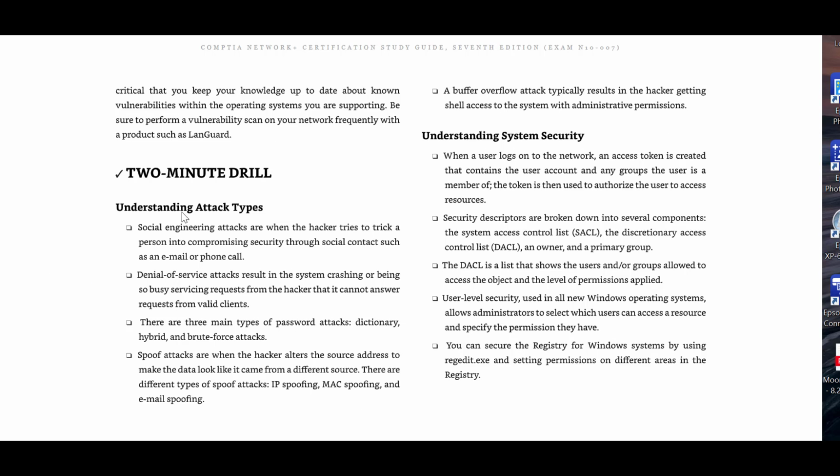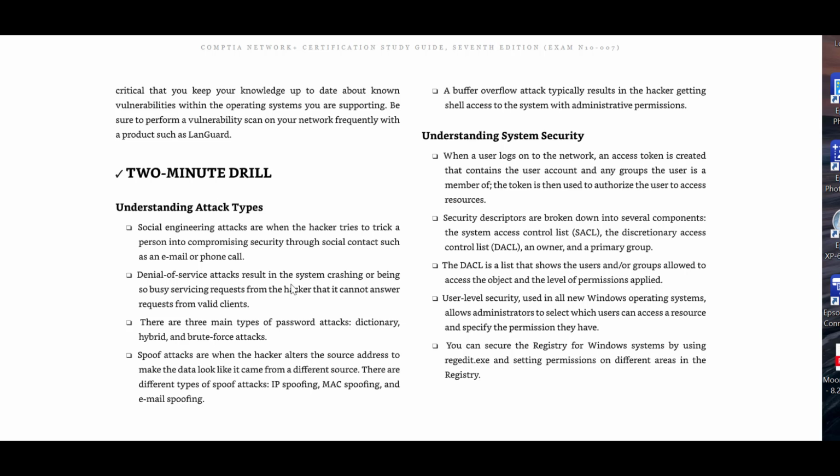Okay, so in this chapter, chapter 14, we get into attack types. There's social engineering attacks, where the hacker tries to trick you through social context, such as an email or a phone call or something like that. They try and get your passwords or whatever information they can that will help them access the network. Denial of service attacks, or DDoS, as they're referred to, basically crash your system by sending so much information to it that the system is occupied and can't take valid requests.